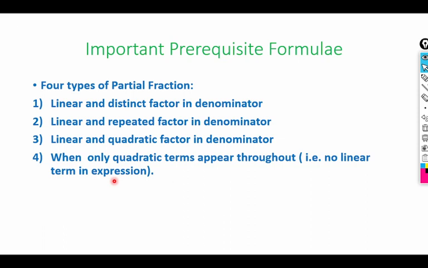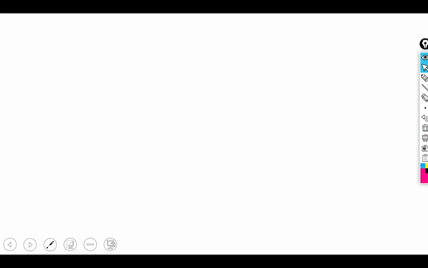If you understand an example of each of these types, you can find the inverse Laplace of any given rational function where the denominators have either linear or quadratic factors. We'll see at least one example of each type in this video, one by one. So we'll start with the first example.